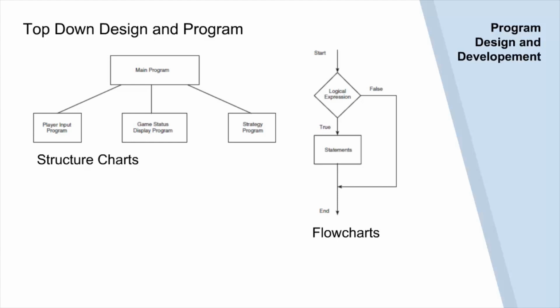Flowcharts are useful for developing and documenting programs that contain conditional statements. This is because they can display various paths or branches that a program can take. So this depends on how the conditional statements are executed. On the right, a flowchart of an if and else condition is shown.